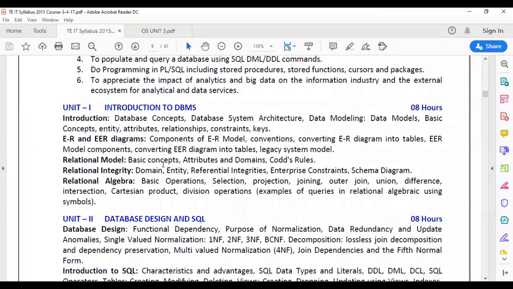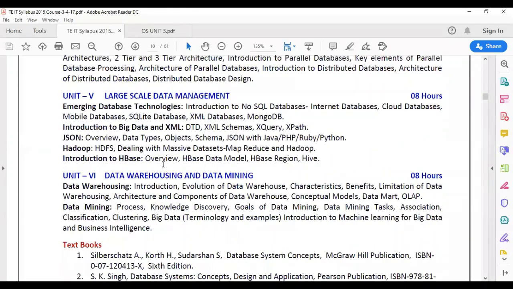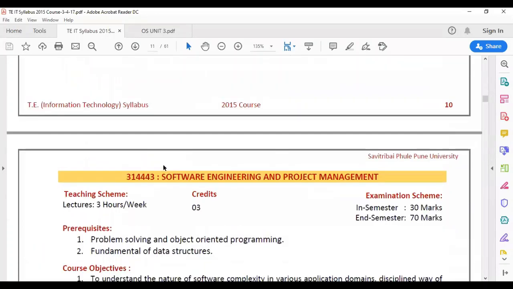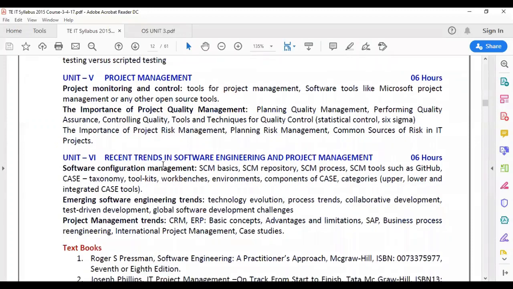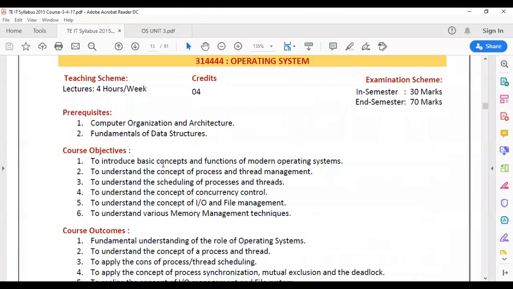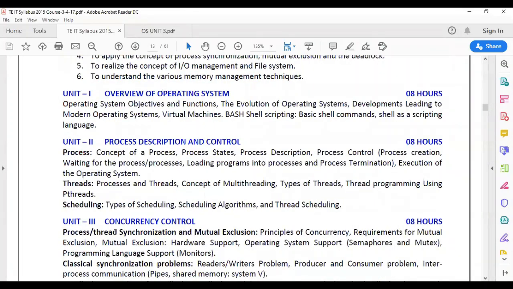Listen here. We have started with unit number 3, that is your concurrency control. In that, the first point is your process thread synchronization and mutual exclusion. So in that, the first point is the principles of concurrency.